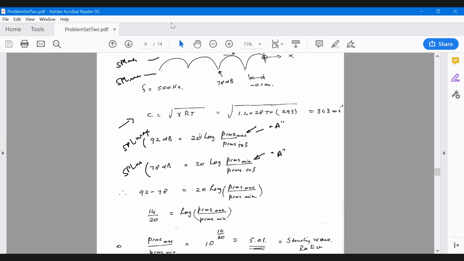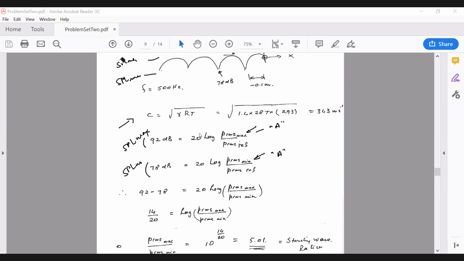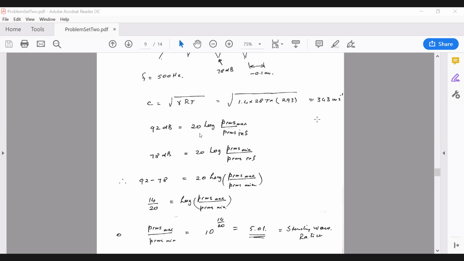all right, is that decibel is just an indication. But the standing wave ratio is expressed in terms of pressure.